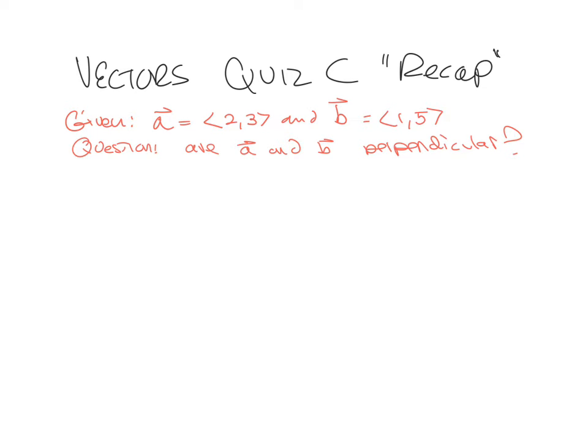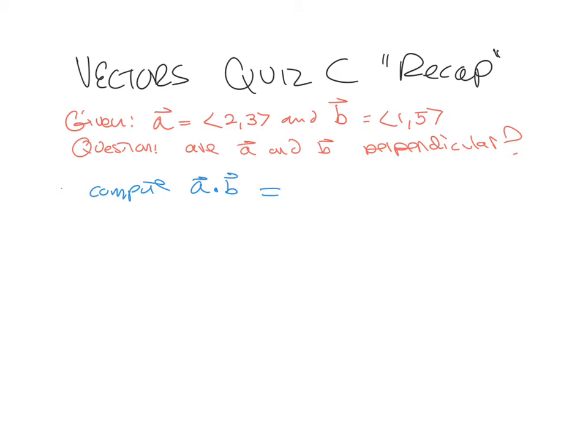The first thing that we need to ask ourselves, or one way of approaching this question, is to say, what's the dot product of A and B? And depending upon the result of that calculation, you can make a determination about whether the two original vectors are in fact perpendicular. So, step one, compute A dot product with B.